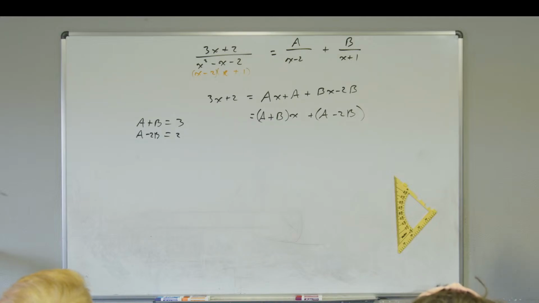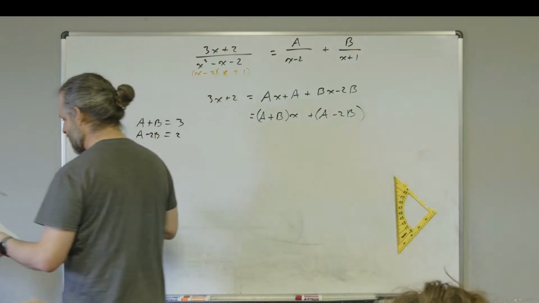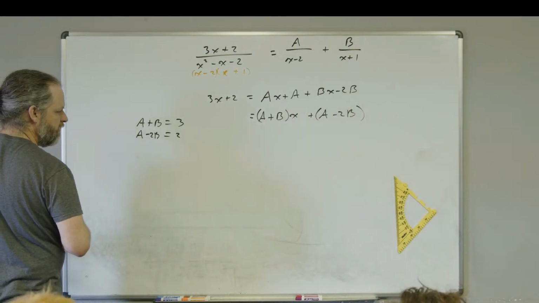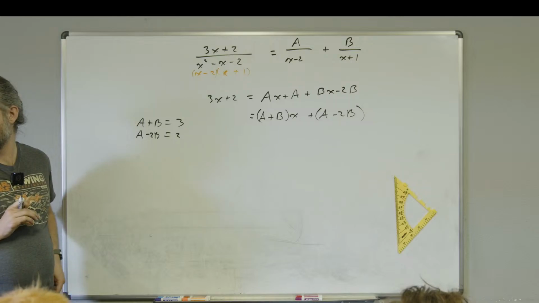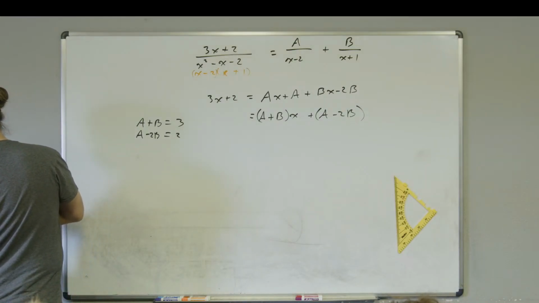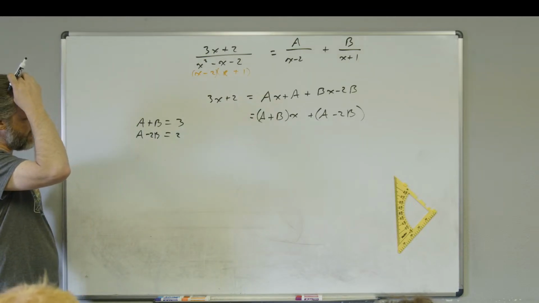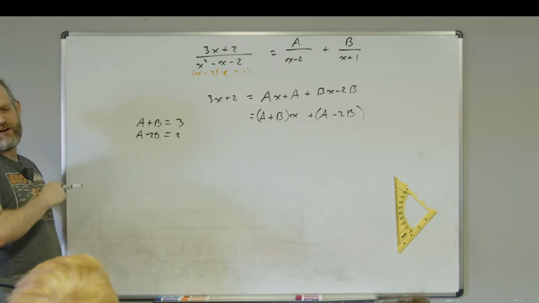Wait, what are we doing? Oh, before you stick it in, by the way, since we're doing corrections, when you solve it, what does B come out to? 1. No, 1/3. Yeah, so you're going to get 8/3 and 1/3.